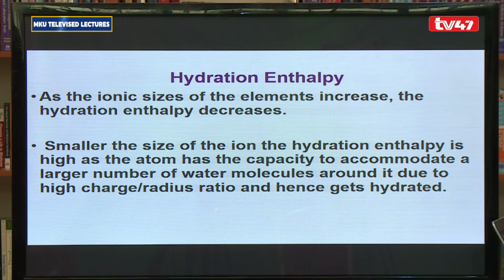On the other hand, the bigger cations like cesium, the cesium ion, are not readily hydrated. It does not readily attract water molecules towards itself, and so you'll find it's a much better conductor because it can move more freely in water. So the smaller the size of the ion, the higher the hydration enthalpy, because the ion has a capacity to accommodate a larger number of water molecules.